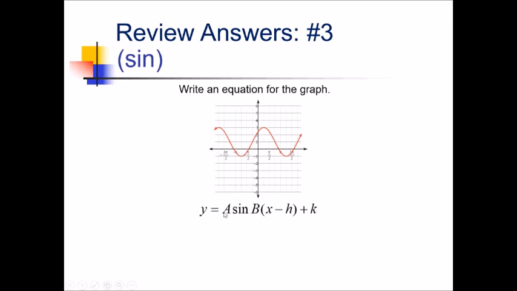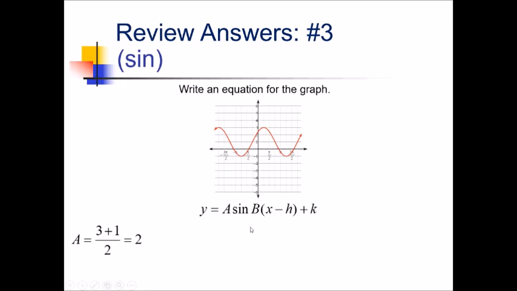For my a value, my amplitude, that's half the height. So I'll do top y value minus bottom, and then divide by 2. At the top, we've got 3. The bottom, we've got -1 for the y. So 3 minus -1, 3 plus 1 divided by 2 gives me 4 over 2, or 2. So that's how much I'm fluctuating from the midline.